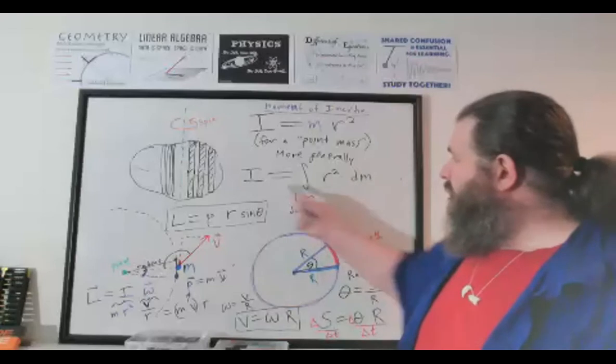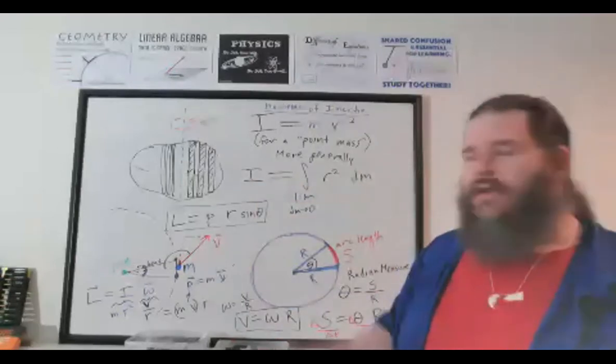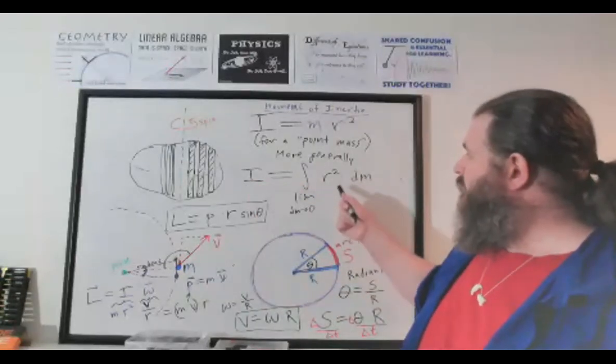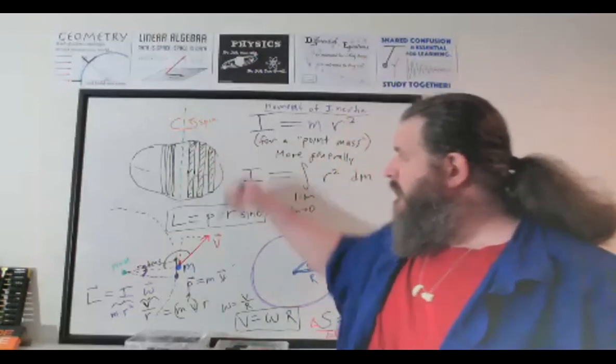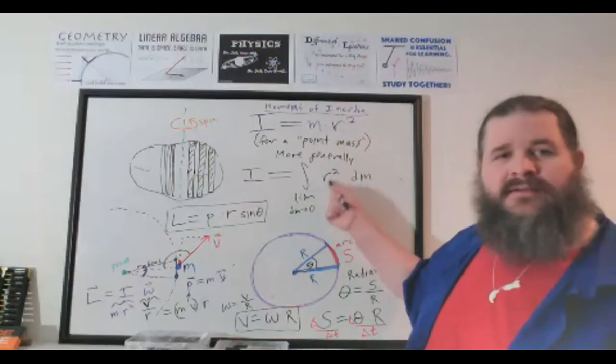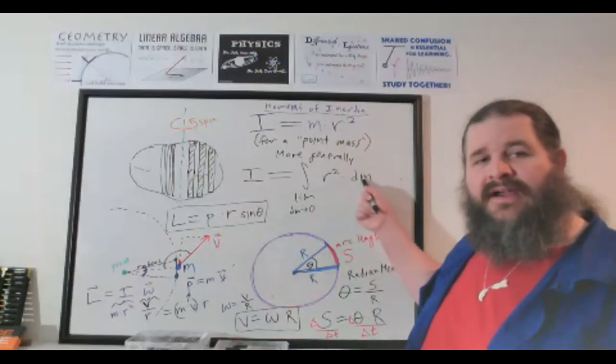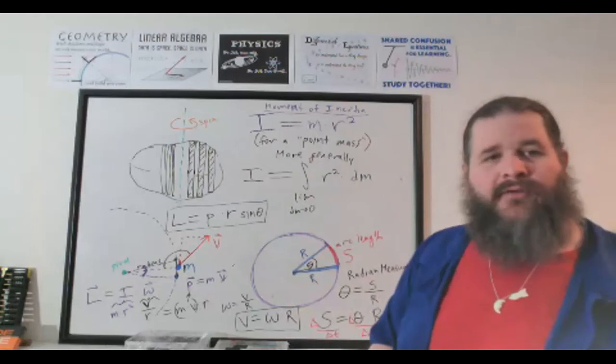So this is really the definition of moment of inertia. Moment of inertia can be calculated as establishing some pattern of tiny pieces and multiplying, for each one, the distance from the pivot point squared times the tiny piece, and then integrating over all the mass.